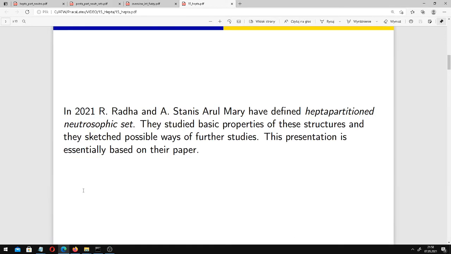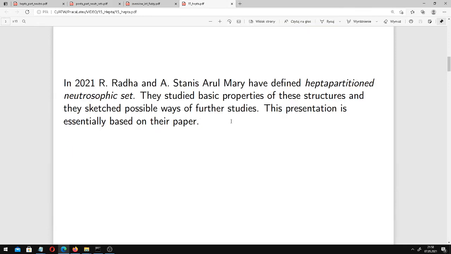In 2021, Radha and Stanis Arul Mary have introduced heptapartitioned neutrosophic sets. They studied basic properties of the structures and they sketched possible ways of further studies. This presentation is essentially based on their paper.